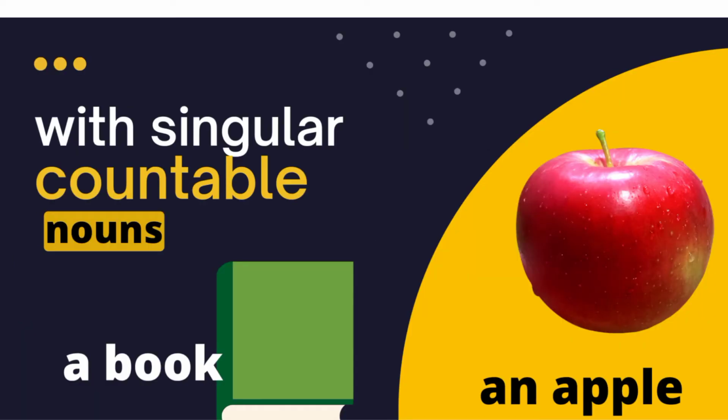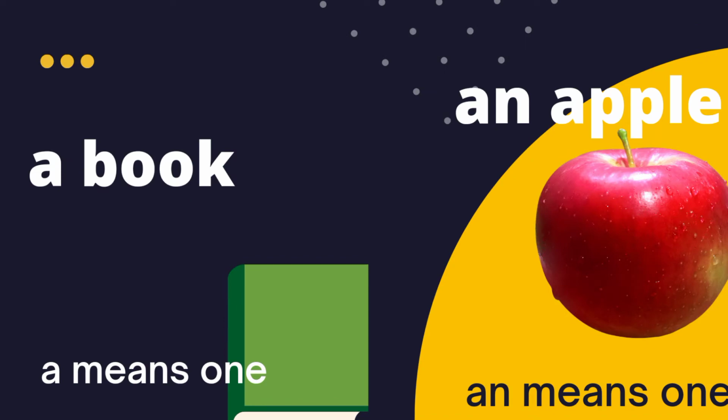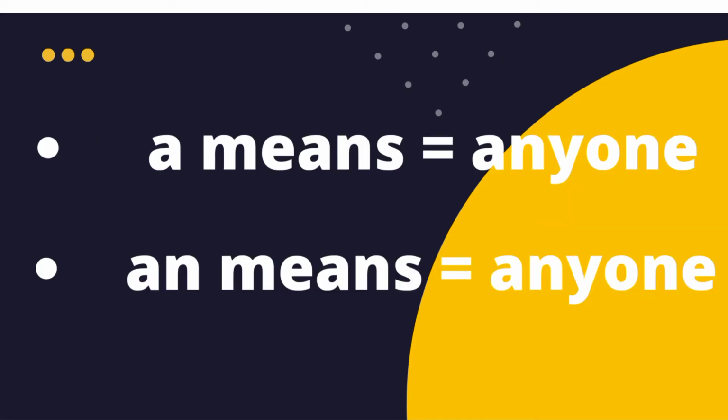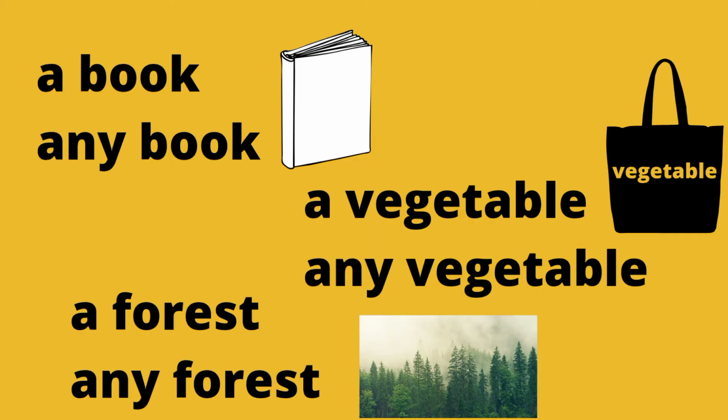Whenever we want to mention a singular countable noun, we have to use a or an. For example, there is a book. There is an apple. A book means one book. An apple means one apple. A or an actually mean any one, not a particular one. So the expression a book means any book, not a particular book.